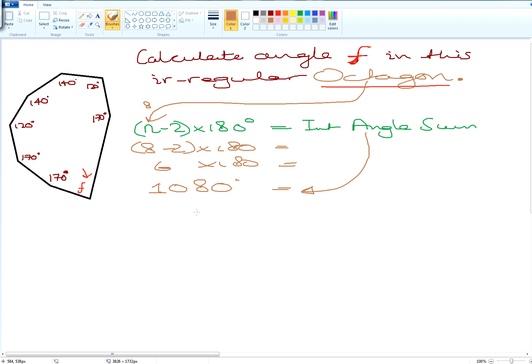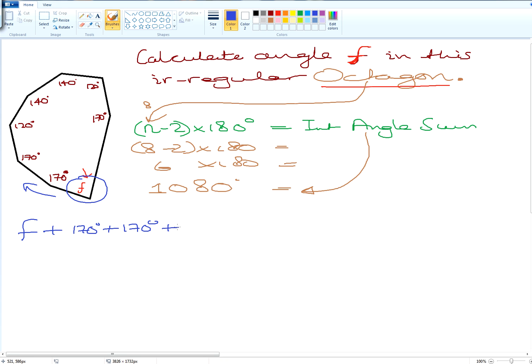Now, how many angles do we not know? Just one. So we can form an equation. We can start off with the F angle. It's this F here. So we say F add. We could go around, for example, clockwise that way. So what's F add? 170 add.